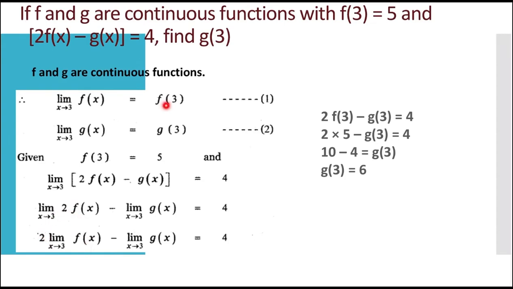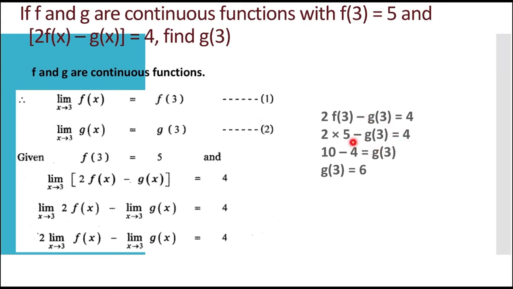Here we can see that. Okay. So, 2 into f of 3 minus g of 3 is equal to 4. What is f of 3? It is given that f of 3 is 5. So, 2 into 5 minus g of 3 is equal to 4.